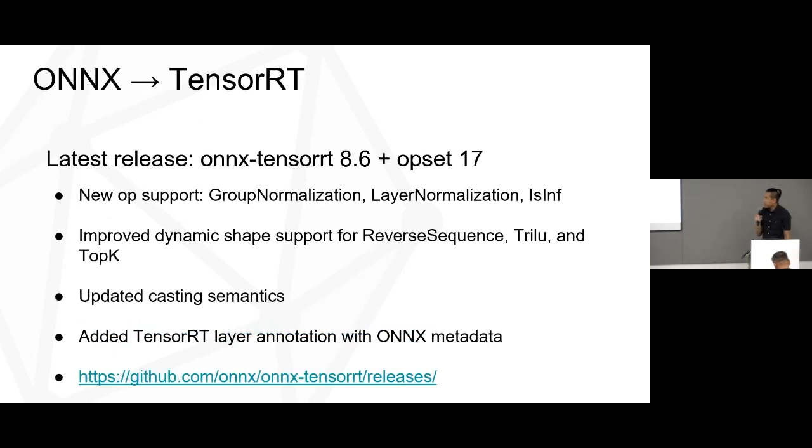Onto the backend converters for ONNX-TensorRT. The latest release here is ONNX-TensorRT 8.6, which supports up to opset 17. We've added ops support for group normalization and layer normalization in this release, and there have been a lot of improvements on dynamic shape support for certain ops, including reverse sequence, trilu, and top K. They have updated casting semantics within ONNX and TensorRT, so casting should be a lot easier.